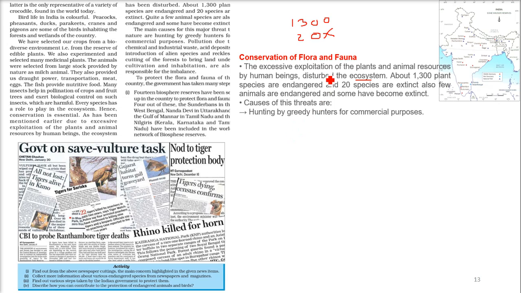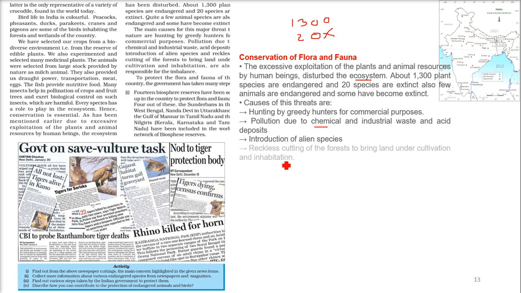So what are the causes of these threats? Why is it happening? Because of greedy hunters, commercial purposes, and pollution. Of course, the pollution due to chemical and industrial waste and acid deposits. Nobody is caring for that. When you produce something, there are certain consumers. So when you produce pollution, the consumers are human beings. And the introduction of some alien species, which are not that genetically strong, can also cause this.